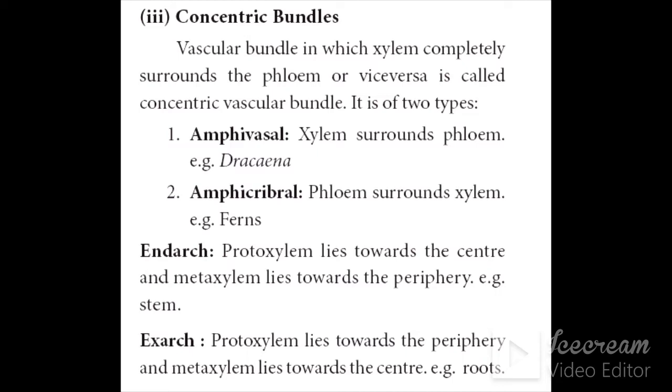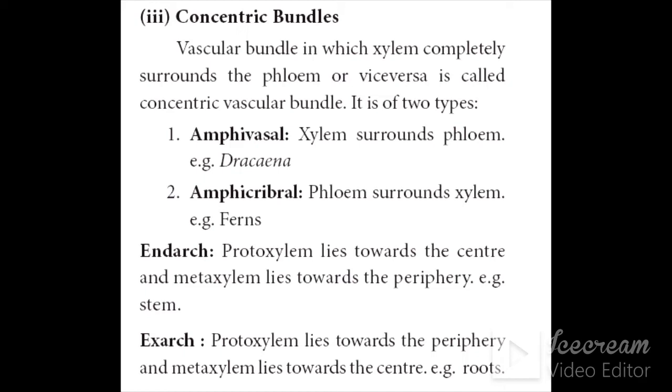The third type of classification of vascular bundle is the concentric vascular bundle. A vascular bundle in which xylem completely surrounds the phloem or vice versa, that is, phloem surrounds the xylem, is called a concentric vascular bundle. It is of two types. Amphivasal: xylem surrounds phloem. Example, Dracaena. Amphicribal: phloem surrounds xylem. Example, fern.